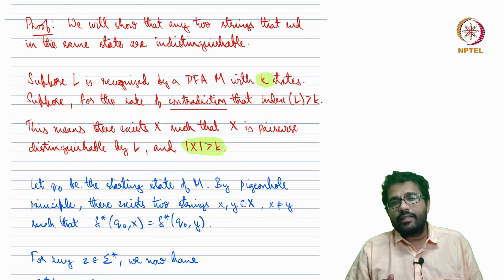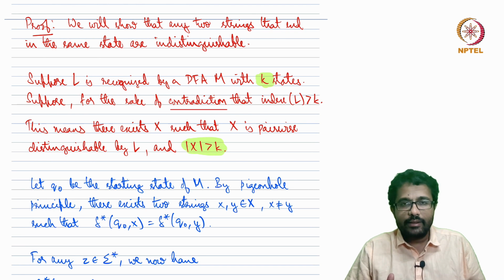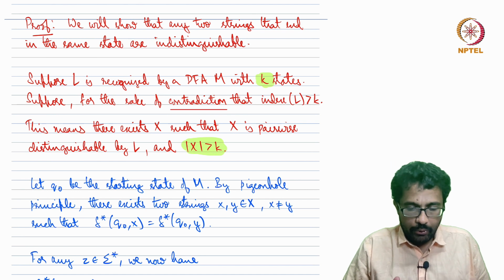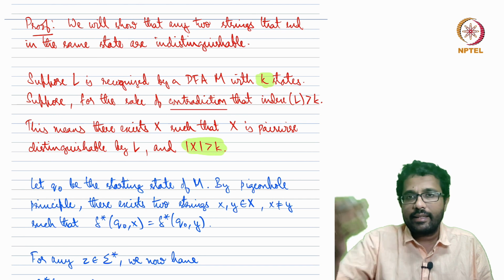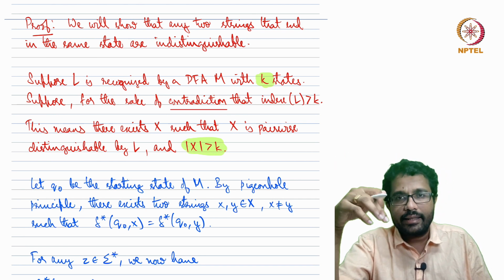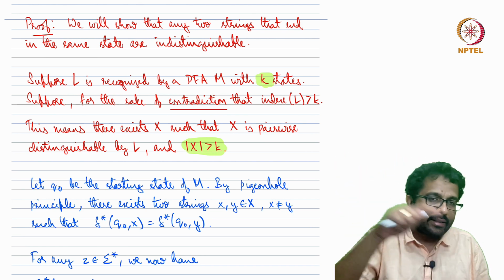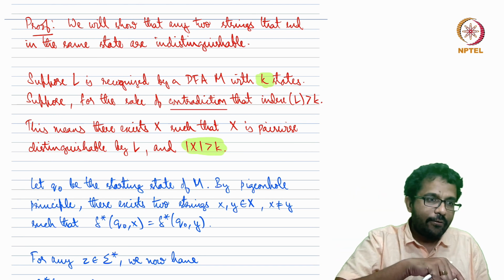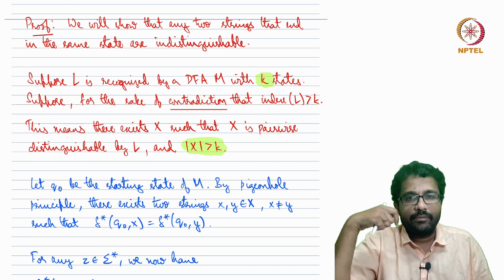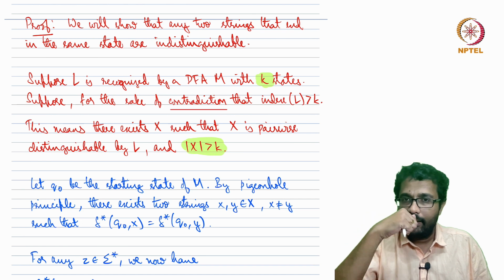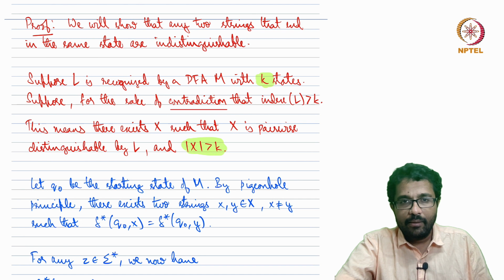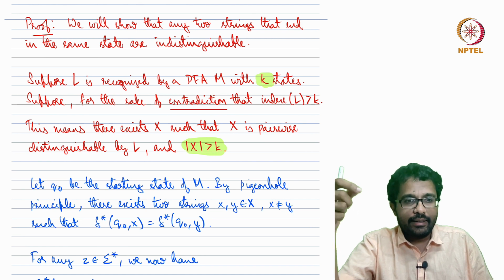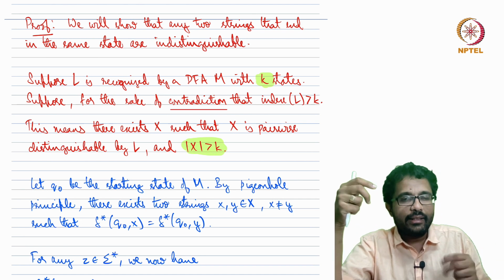Now let q0 be the starting state of the DFA. So we assume there is a DFA, and k is the number of states. Now you take each of these strings from X. Suppose k is 10 and suppose X has 11 strings. For each of these strings in X, you see where the DFA ends after reading them. There are 11 strings and there are only 10 states. So at least 2 of these strings must end in the same state.